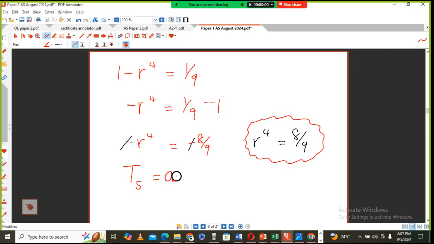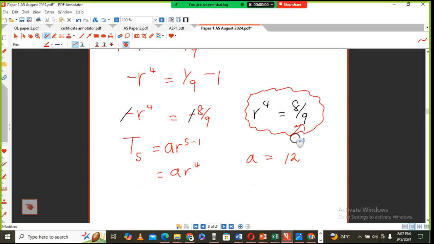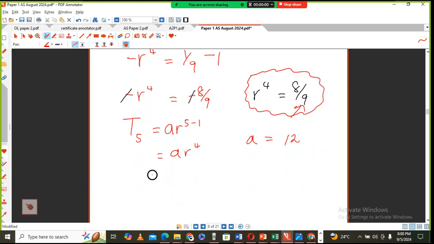The fifth term of a geometric sequence is written like this, right? A-R raised to the power 4. Yes. Now, is this r to the power 4 not the same as that? Yes. And what was our a again? Also the 12. Good. So it means I don't have to find the fourth root of that number. You'll still get the same answer though. But I'll show you. So the fifth term will be 12 times 8 over 9, which will give you 10.66666666666, which is 10.7.